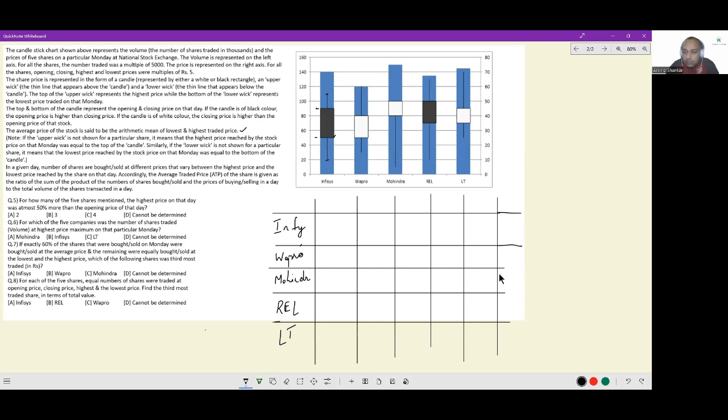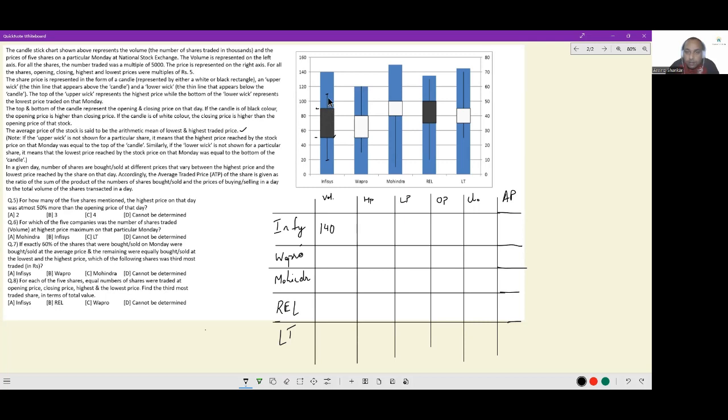We'll do it. Let's do it for Infi and then I'll explain. This will be the volume. This will be the high price, low price. This is the opening price. This is the closing price. And this is the average price. For Infi, you have 140,000. I'm not writing 1,000 because 140 is enough.